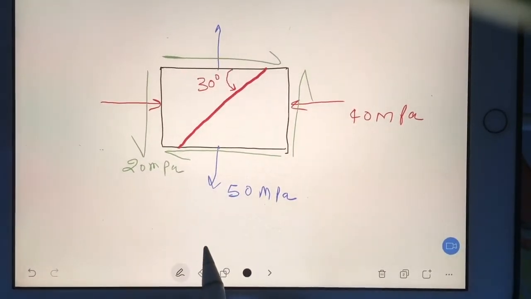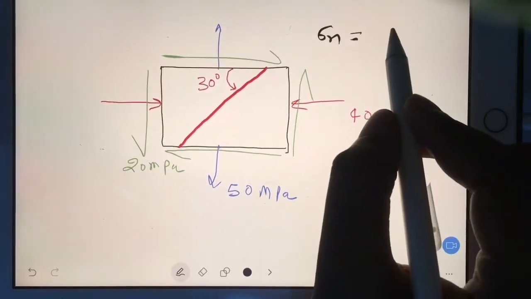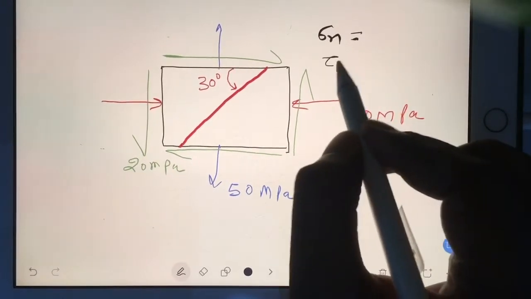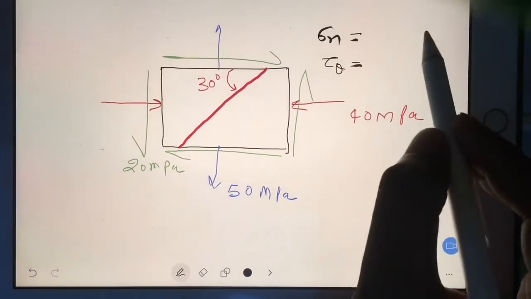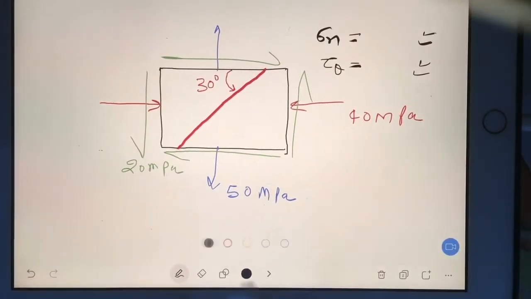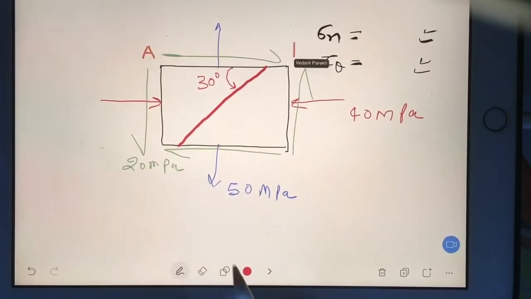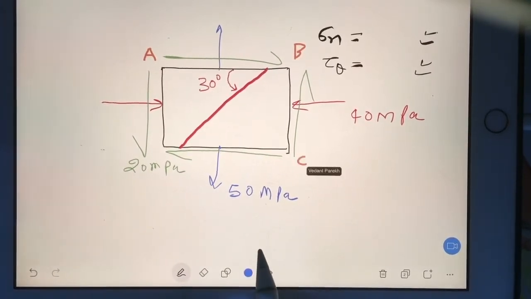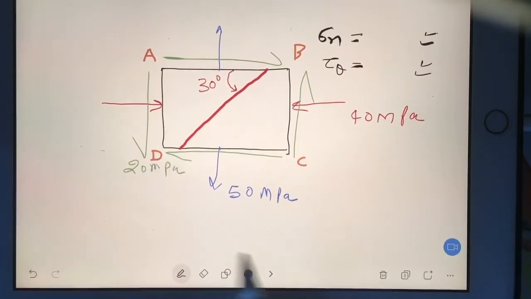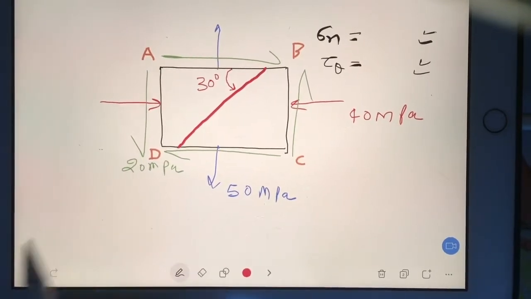Your job is to find out sigma n with value and sign, tau theta with value and sign, and after finding sigma n and tau theta, you have to choose which diagram is correct. I will give the names. Yes, okay Vedant, you complete the name. Everyone follow the same naming: A, B, C, D. Very good. I forgot to give it. Fine. Now you have to choose which option is correct.